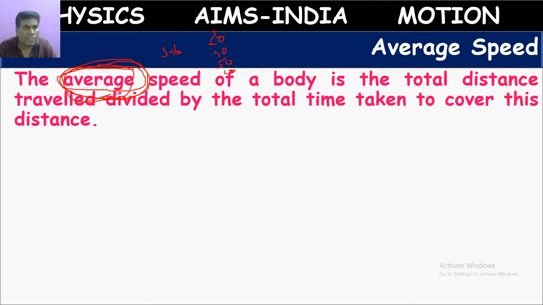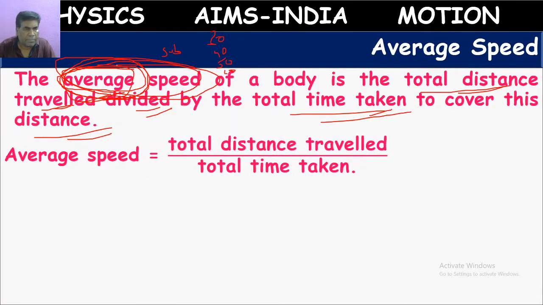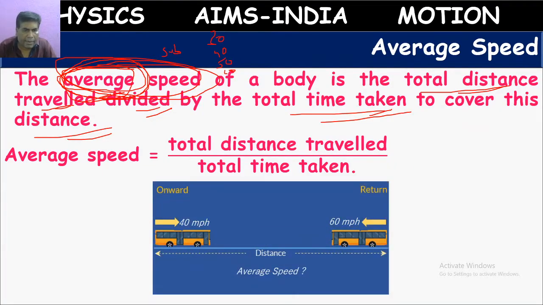Here average speed means the total distance traveled by the body divided by total time taken to cover this distance. Total distance by total time, if we divide, that ratio is called average speed. So the formula for average speed is total distance traveled by total time taken.